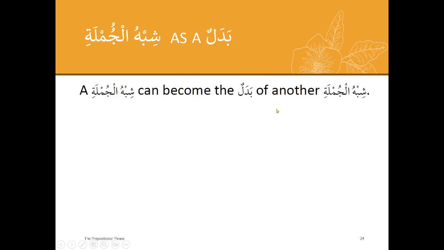Then look at Badal here. If we get cut off, just come back in. Now, a Shibh Jumlah can be the Badal of another Shibh Jumlah. What is Badal again? It's like a replacement, like a replica. And remember, we can have Badal in three forms: the whole thing, part of it, and a quality in it. But usually it is the whole of it.